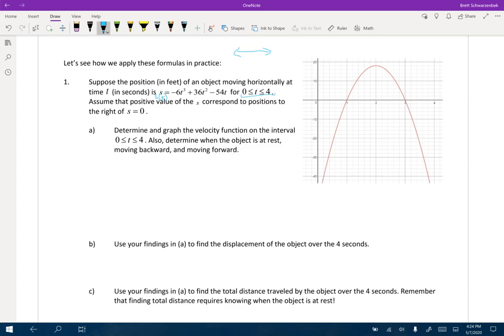It says assume the positive values of s, so positive positions correspond to positions to the right of s equals 0. Okay, so that's not too important for what we're doing here because we're not going to be graphing it.